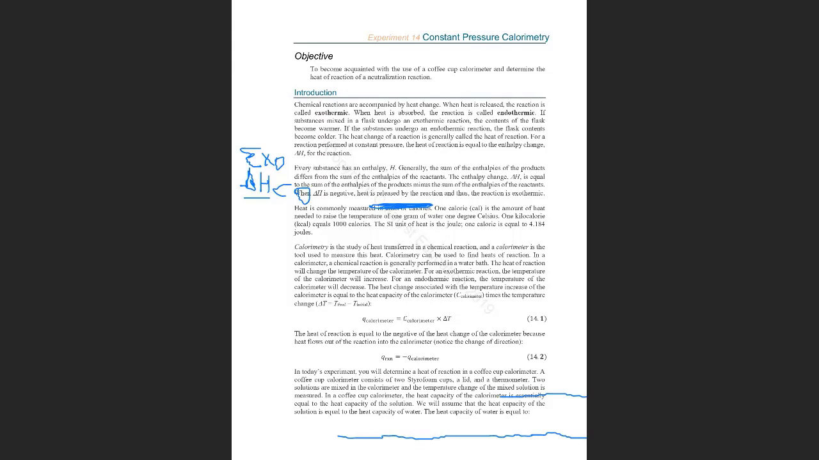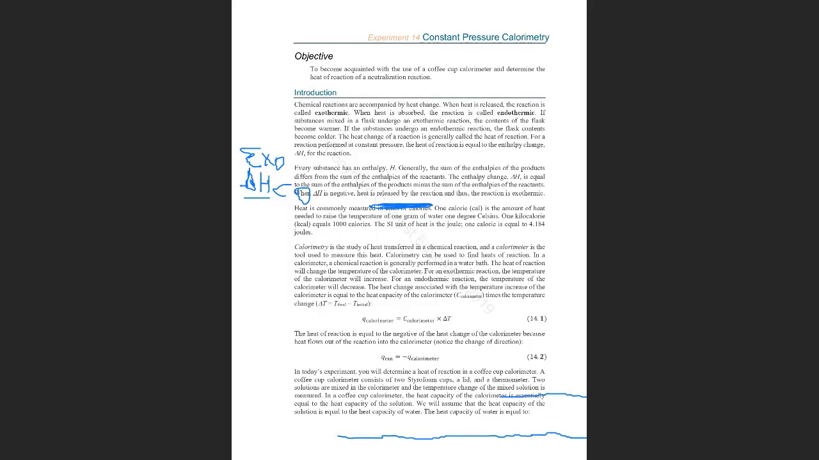In this case, with the coffee cup calorimeter, we are not going to assume that the calorimeter absorbs anything. So all the heat from the process is going to be absorbed by the solution. And the formula is going to be this. Delta T is the final temperature minus the initial temperature. So the important thing is that the heat of the reaction and the heat absorbed by the solution in the calorimeter are going to have opposite signs. Any questions so far?